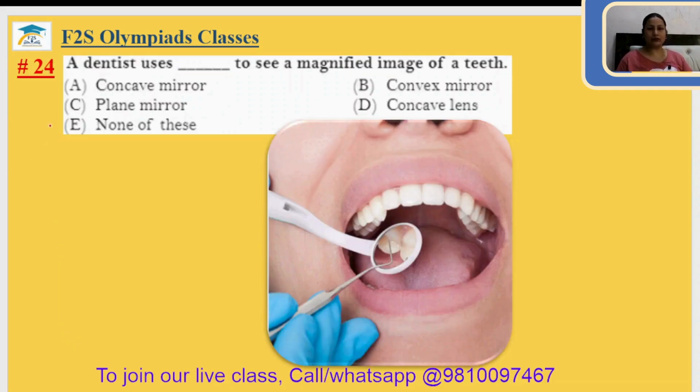Question number 24. A dentist uses dash to see the magnified image of teeth. So a dentist uses a concave mirror because the picture is erect in it and magnified also, as we have seen in the previous question, the 23rd question. The 24th answer will be option C.